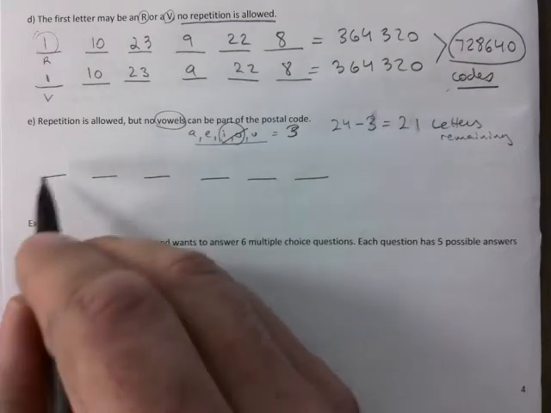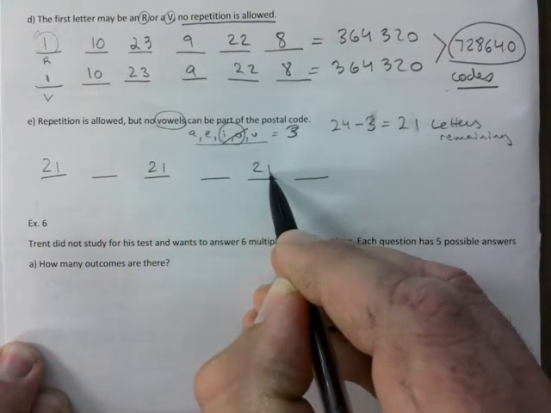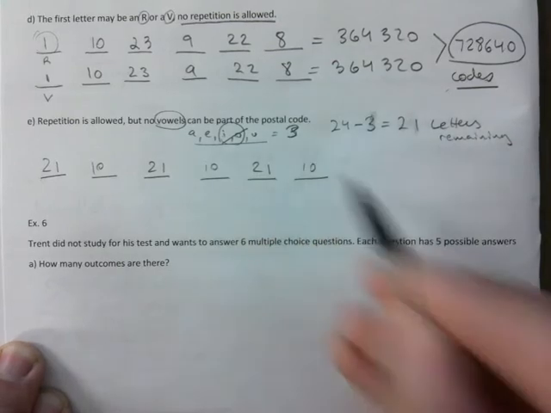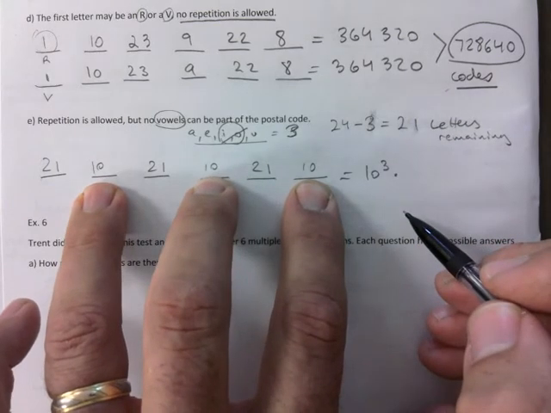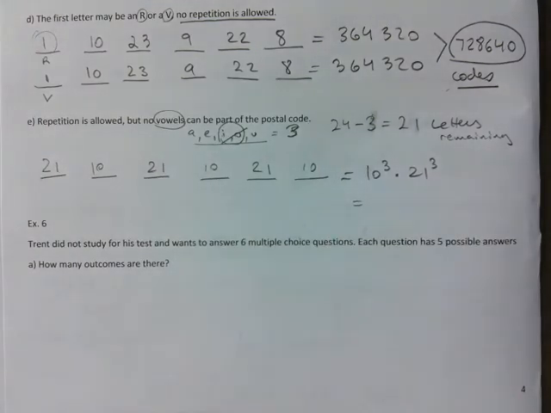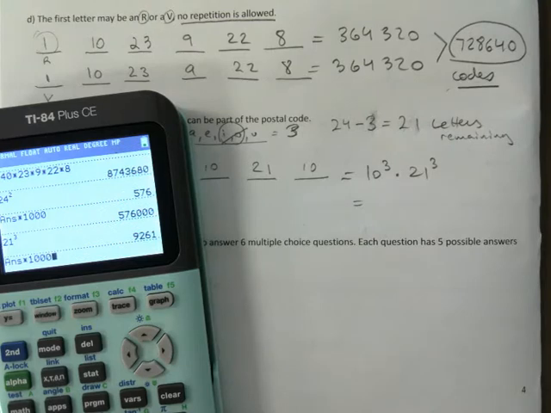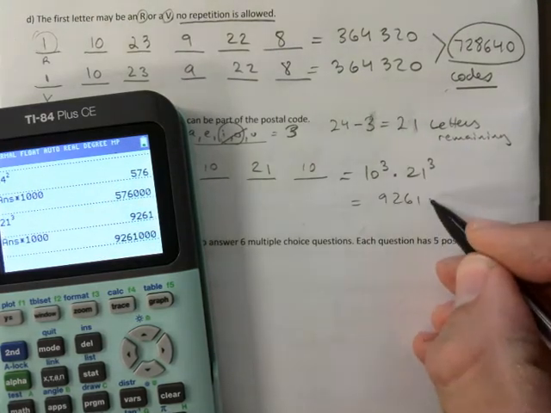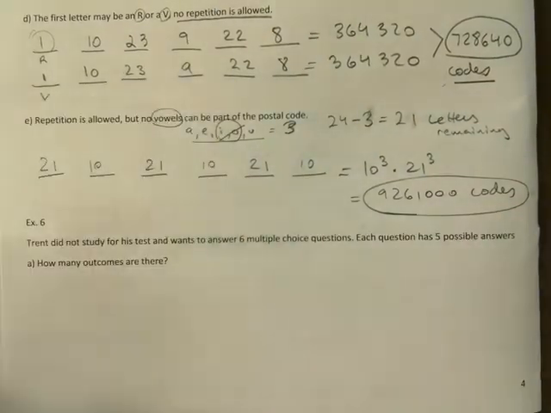Repetition is allowed, but no vowels. So we have 21, 21, and 21. And here we have 10, 10, 10. And I want you to start doing this, it's coming back later. So 10 to the power of 3 and 21 to the power of 3. That's when you are allowed to repeat, and you're going to see the same number over and over, right? So you just use a power. So 21 to the power of 3 times 1,000. That's 9,261,000 codes. There we go.